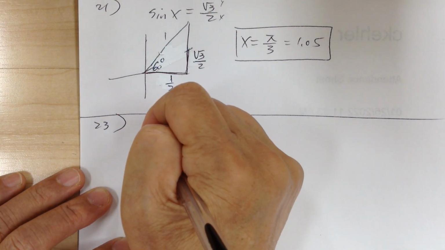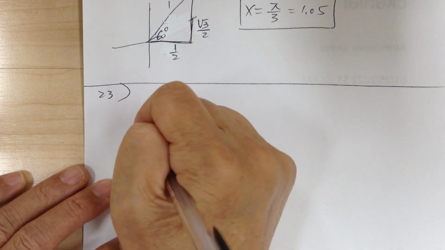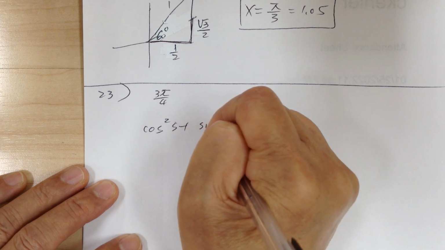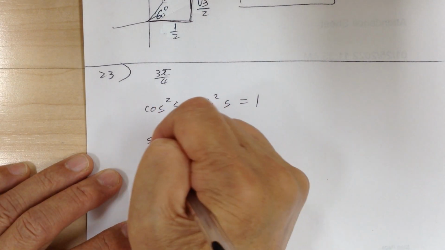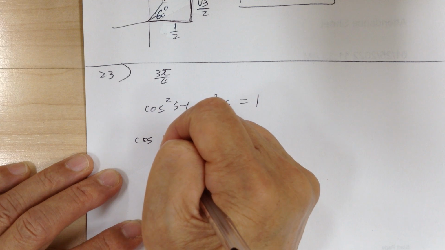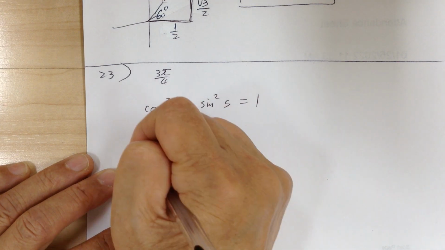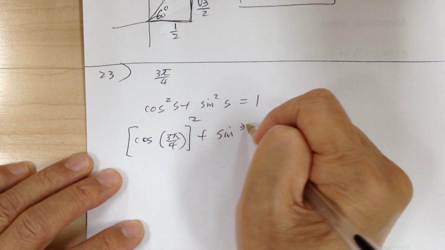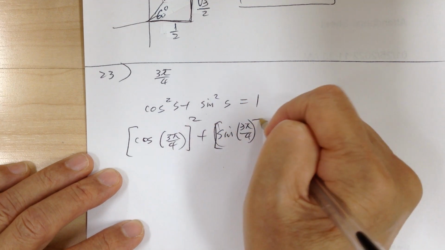Number 23. You have s equal to 3 pi over 4, and you want to verify the identity cosine squared s plus sine squared s equals 1. So what you do is you just substitute. So cosine of 3 pi over 4. Now when it's squared, it means you're squaring the function. So you want to verify that.